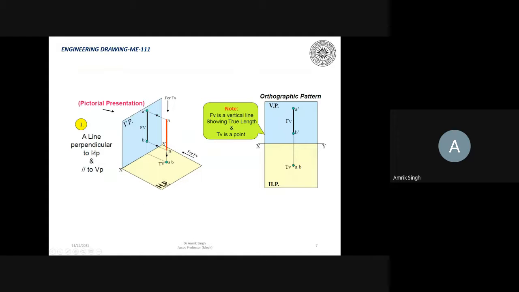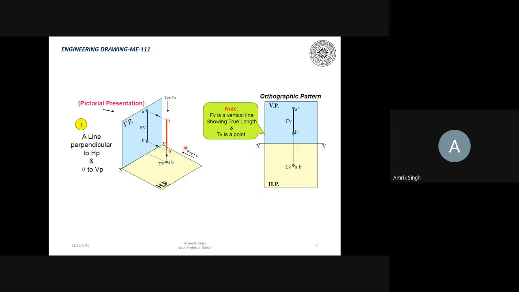So this is the first case, a line perpendicular to HP and parallel to VP. Here, this is a line AB. It is perpendicular to the horizontal plane and parallel to the vertical plane. If you see from the top view, this will be a point. The projection of A will be small a and the projection of B will be small b, so it will be denoted with a point.